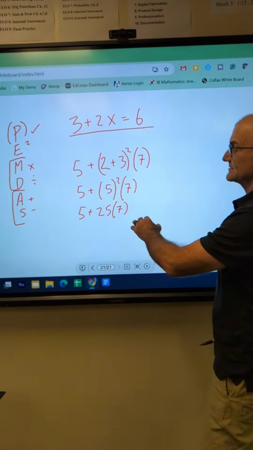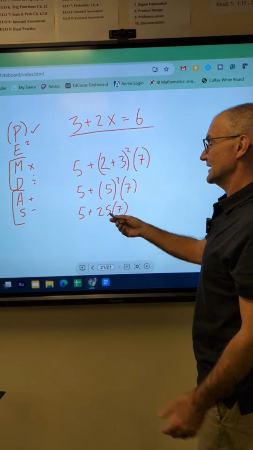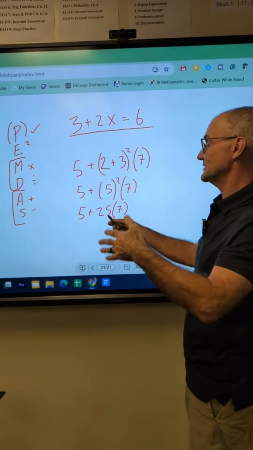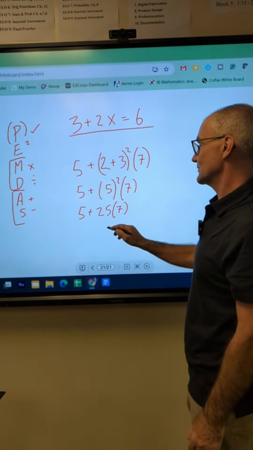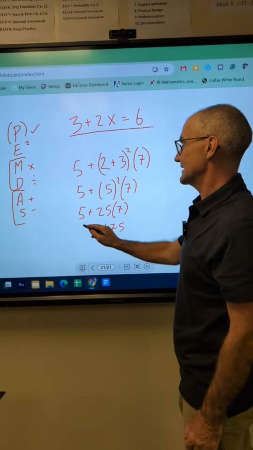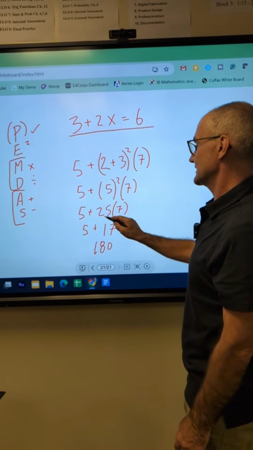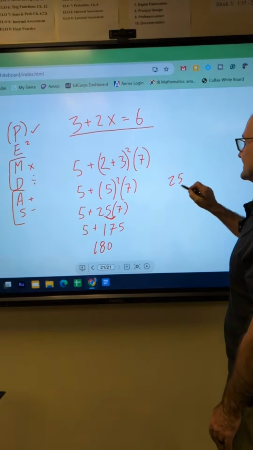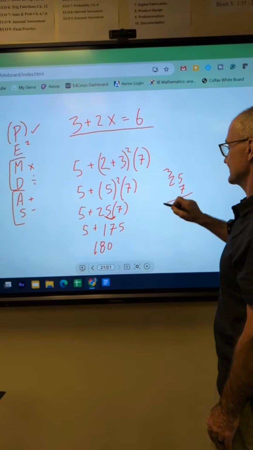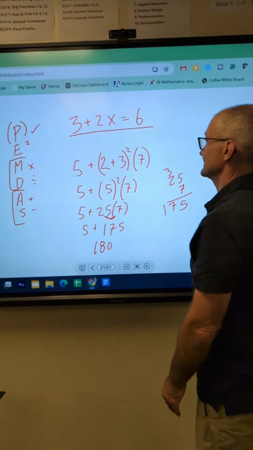Now I have to do multiplication or division before I do addition. So 25 times 7. I know 25 times 4 is 100. 25 times 8 would be 200. So it's got to be 175. I'll multiply that out too. And then now I do that addition. 5 and 175 is 180. If you didn't get that right there, I'm saying 25 times 7 is 35, carry the 3, 14, 15, 16, 17, 175. So that's how my order of operation works, PEMDAS.